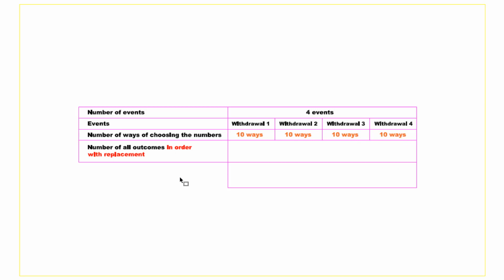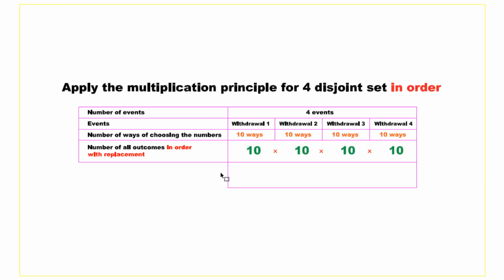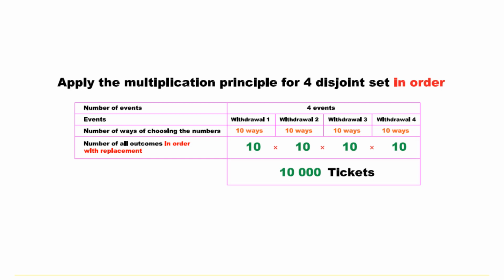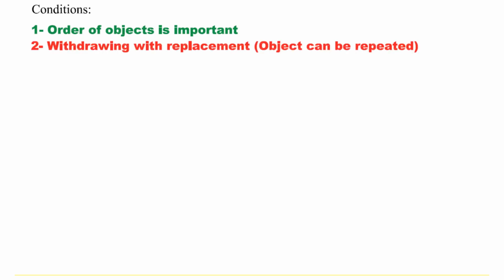Now, according to the multiplication principle, we can multiply all of them to know the number of all possible outcomes, or the number of all possible tickets the lottery corporation can issue according to the previous rules, and they are 10,000 tickets. The number of winning tickets can also be known using the permutation formula under the following 2 conditions. The first condition, order is important, and the second condition, withdrawing is with replacement.